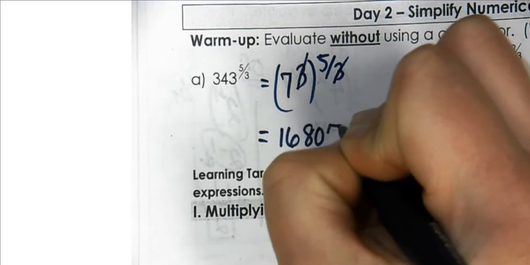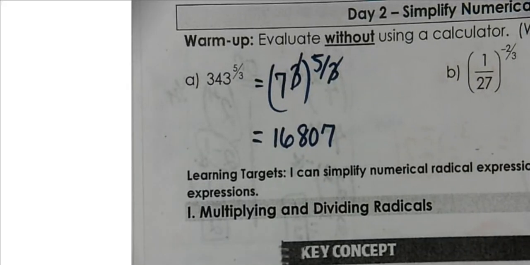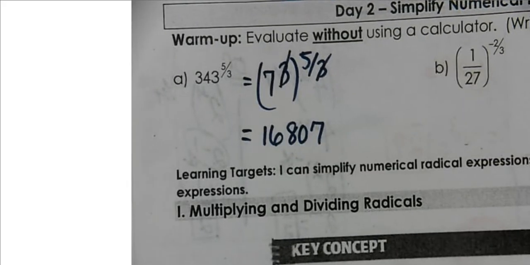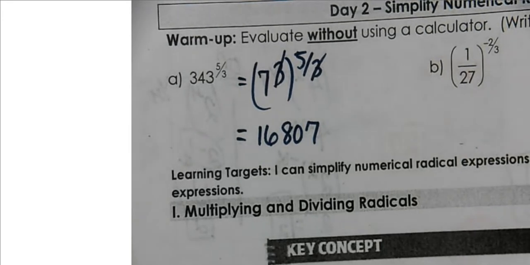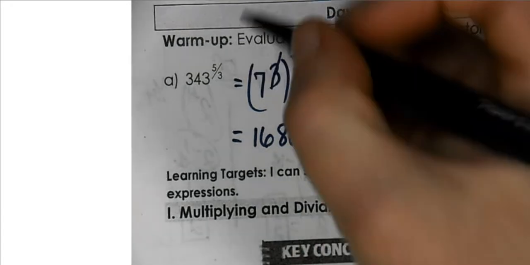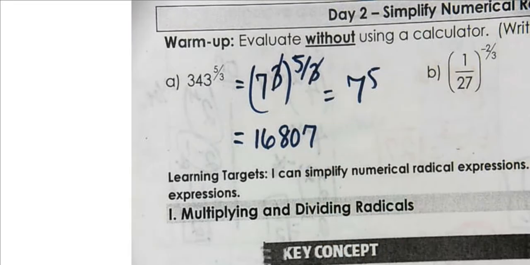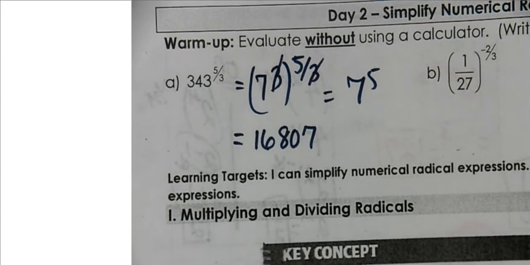16,807. Now, I am not going to be this mean on a test or quiz where I give you something that has such a big answer. It'll be something that will be a lot smaller than this. So I'm just putting that out there. The whole point of this is I want to make sure that you know what you're doing. If you simply left your answer as 7 to the 5th because that's a really big number, I'm okay with that as well. Let's go ahead and look at letter B.